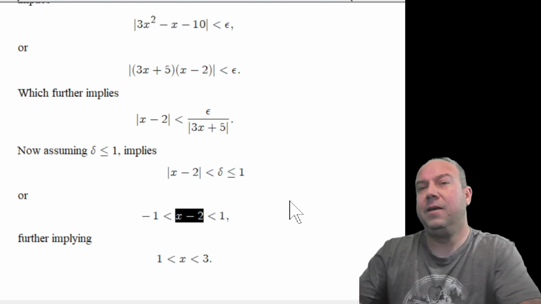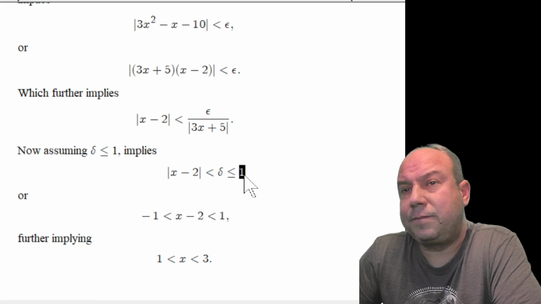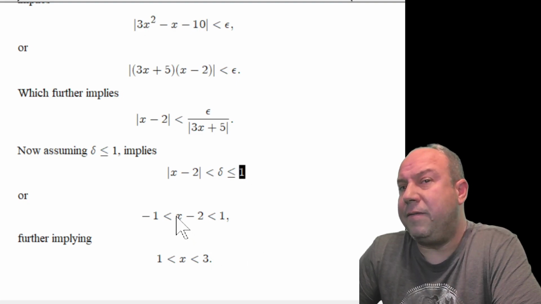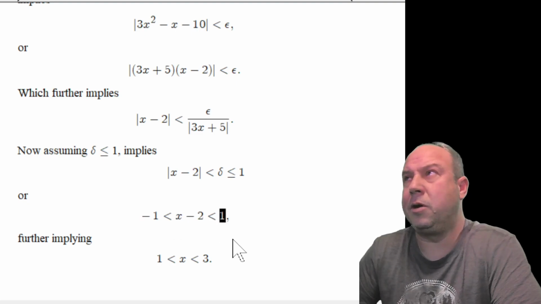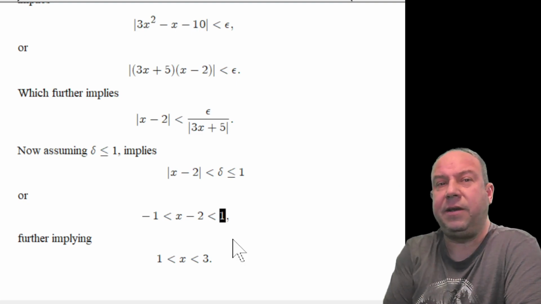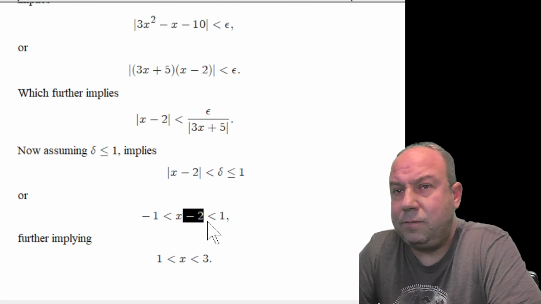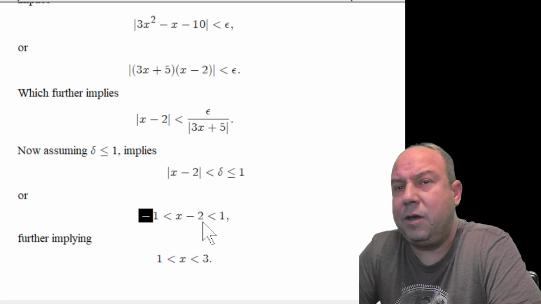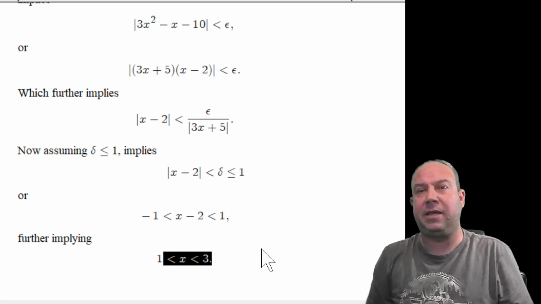All right? For an absolute value to be less than a number, the argument of the absolute value must be stuck between the positive and the negative of that number, which is what we see here. Where now if we add 2 to the inside to make it x, we can add 2 to the left and the right sides to make the statement x must be between 1 and 3.